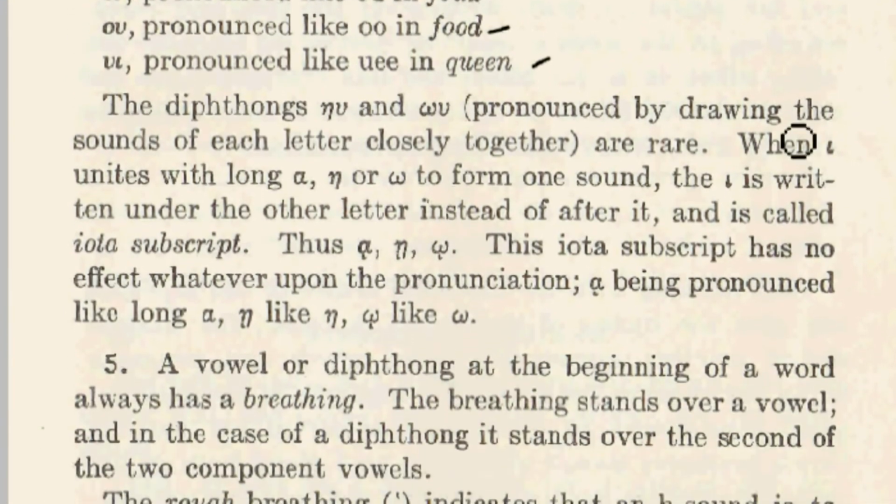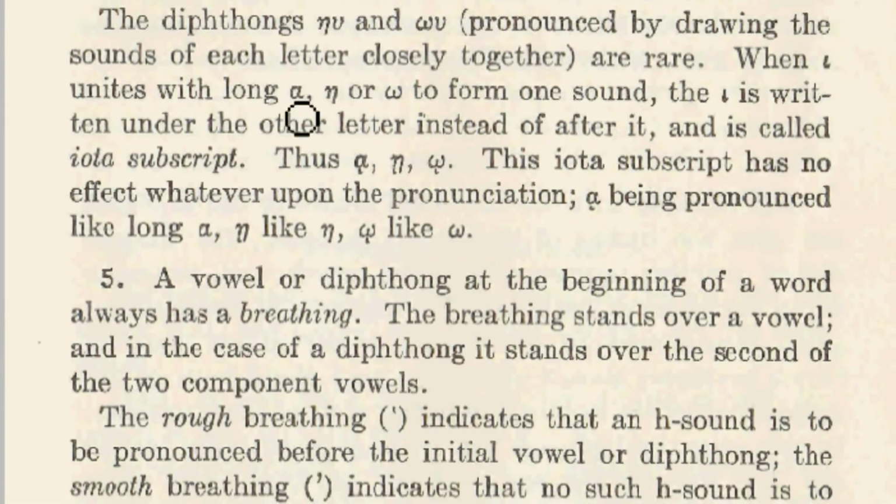Whenever you have the iota uniting with a long alpha or eta or omega, notice those are all three long vowels, then the iota actually becomes what's called an iota subscript, and this is an illustration of it. When we were looking at the keyboard, I mentioned to you where you could find the iota subscript. It's down there by the comma, and so that's the way you'll want to do it, and that's a common usage in the New Testament and in the Greek alphabet.